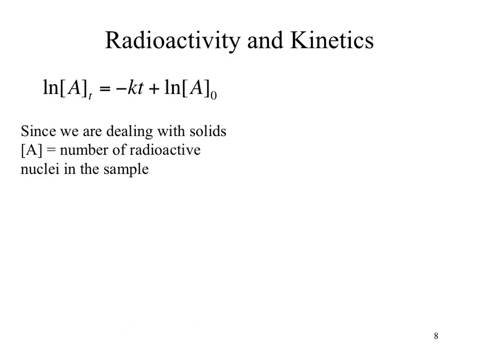All we're really going to do is change the formatting on this. We're going to change that concentration of A, or the concentration of our reactant, to now being N, where N is the number of nuclei. Look at that, double N. Okay? So what would N sub t be?